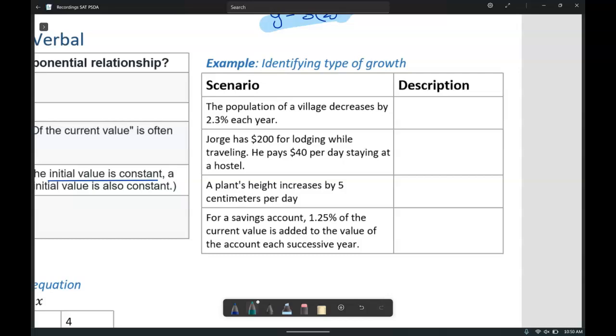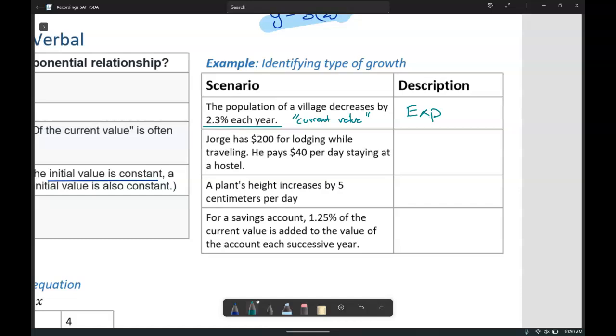The population of a village decreases by 2.3% each year. Here, the current value is implied by that change. Each year, we look at how many residents there are and decrease by 2.3%. That's exponential.